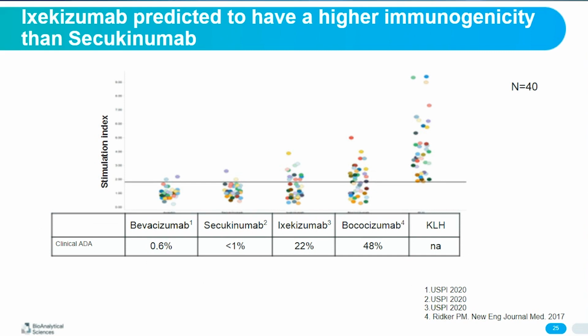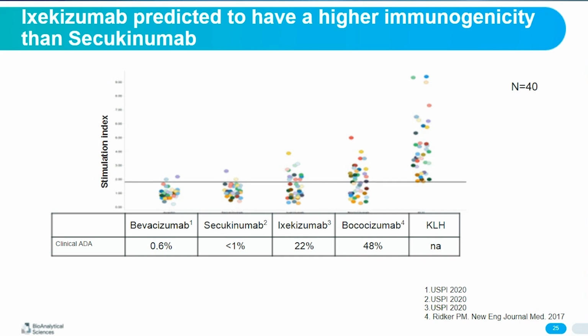Here is another panel that we have examined with the T-cell activation assay. We have used different molecules here that target IL-17, ixekizumab and secukinumab. You can see here that ixekizumab has been shown in the clinic to be more immunogenic than secukinumab. It had 22% clinical ADA, while secukinumab had lower than 1%.